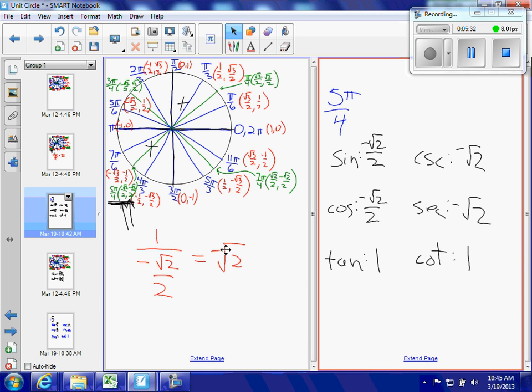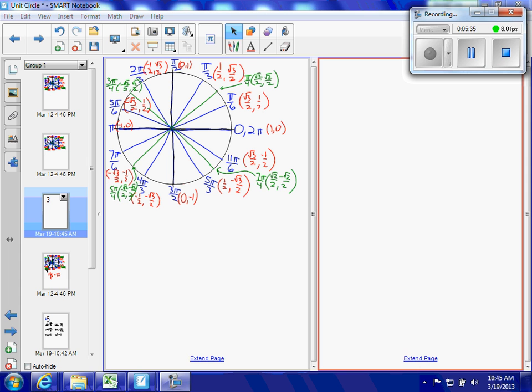Let's do a little bit more interesting one. How about 3 pi over 2?